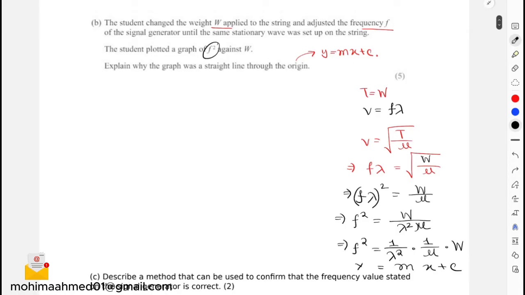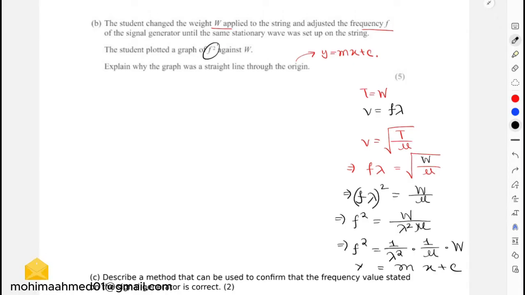Then again, go back to your question. It was stated: explain why the graph was a straight line. This is resembling the shape of a straight line. y is equals to mx plus c, and it will pass through the origin because it doesn't have any y-intercept. I mean, this equation doesn't have any plus c value, right? So obviously it will be a straight line. This is the entire walkthrough, but we'll obviously arrange it in a better way in the given space.